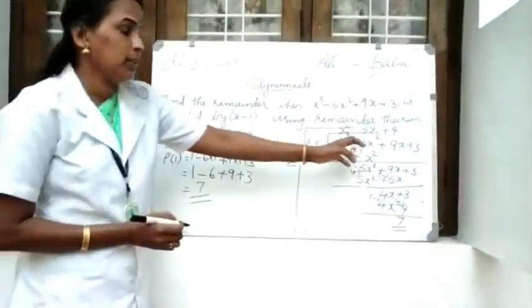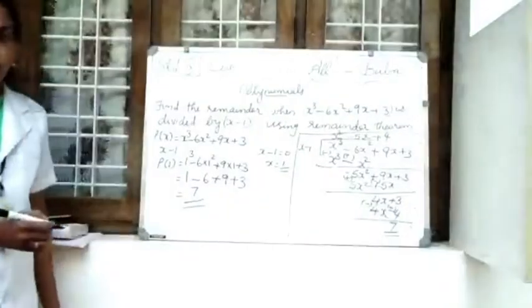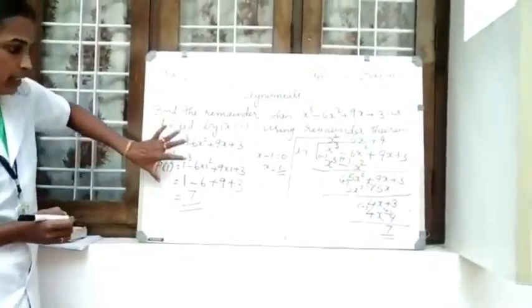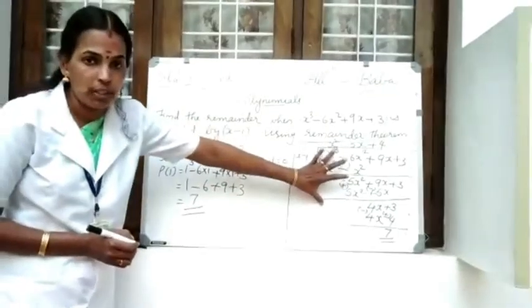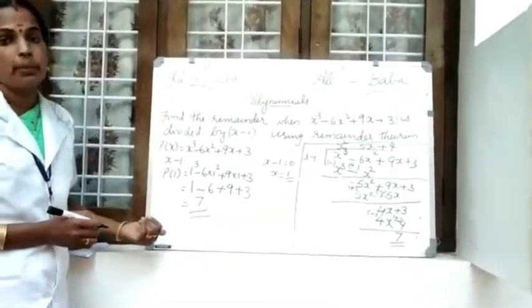When we divided using the long division method, we also got the remainder as 7. So you have to do only this. No need to do the long division method. For finding the remainder, you can use this remainder theorem.